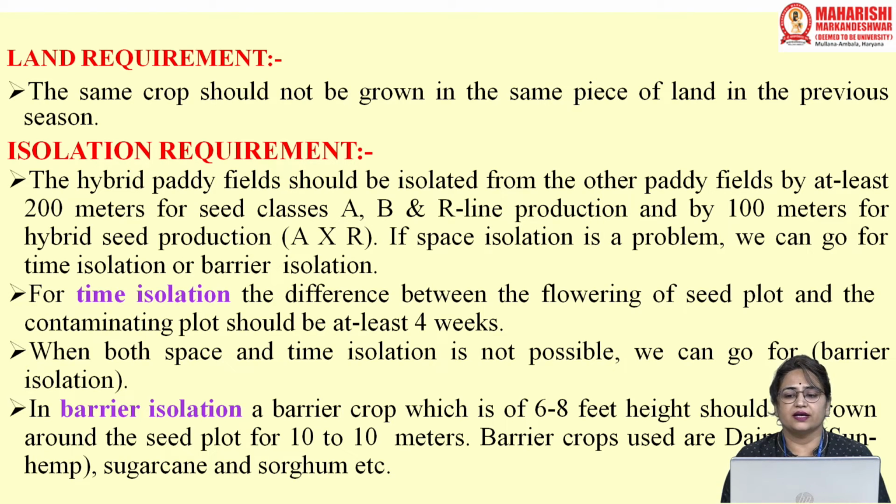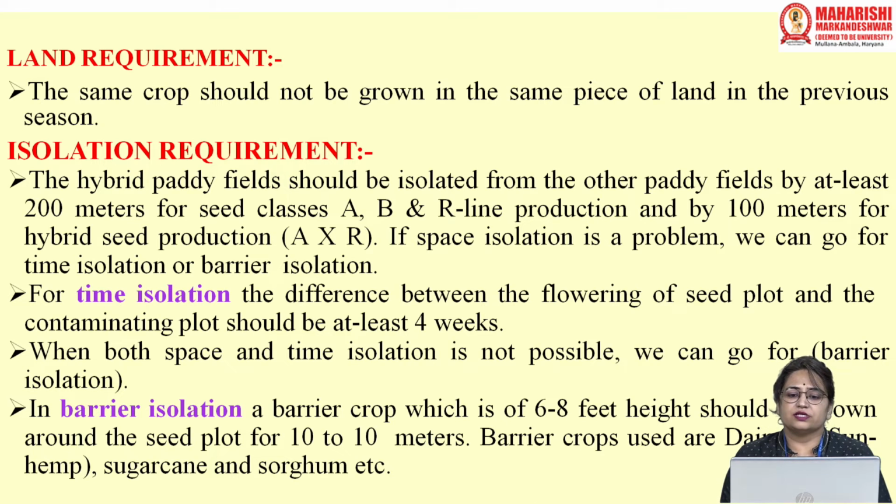other paddy field by at least 200 meters for the seed classes A line, B line and R line production, and by 100 meters for the hybrid seed production where A is crossed with the R line. When we cross A with the R, then there will be hybrid produce. And if space isolation is a problem, then we can go for time isolation or barrier isolation.